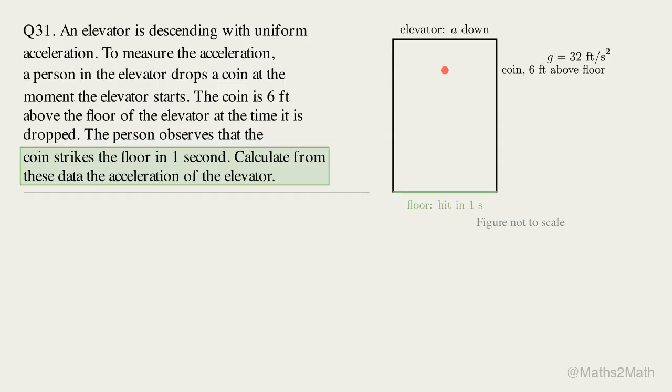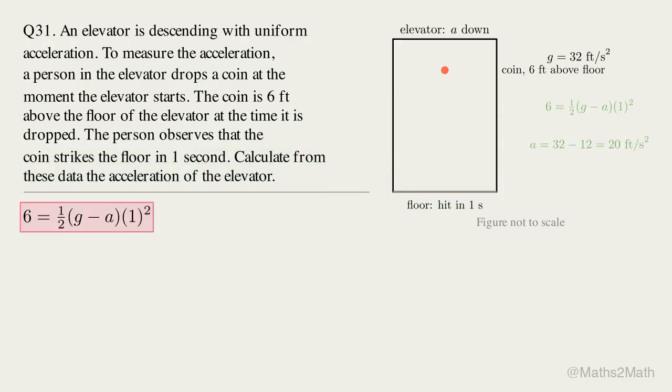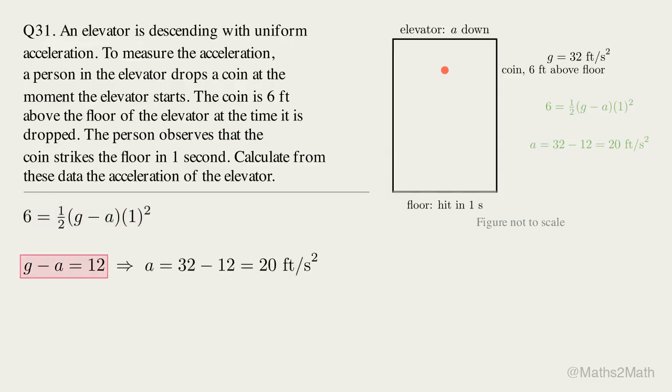The coin falls at g while the floor falls away at a, so the coin approaches the floor at g minus a. Relative to the elevator, the coin accelerates downwards at g minus a. It must cover the 6 feet in 1 second. So g minus a is 12 feet per second squared. With g equal 32, the elevator's acceleration is 20 feet per second squared.